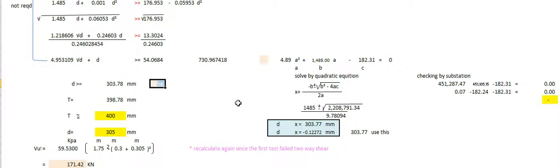To be depth D greater or equal to 303.78, so thickness is 303.78 plus 75 clear covering plus 16 bar diameter, so thickness of footing will be 398.78, to round off to 25. Just divide by 25, then round up, then multiply by 25, so it becomes 400, then depth will be calculated to 305.